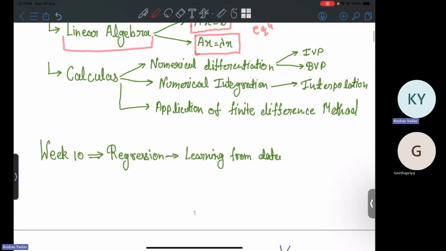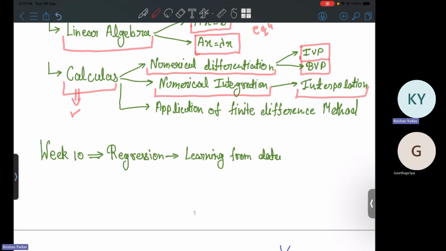Then we came to the calculus part. Here in numerical methods, we do not have continuous data, rather we have data only at some discrete points. So first we have seen how we can do differentiation using this discrete data. This differentiation can be of an initial value problem, or it can be a boundary value problem, that is, the solution of differential equations. We have also seen numerical differentiation. Then we have seen numerical integration.